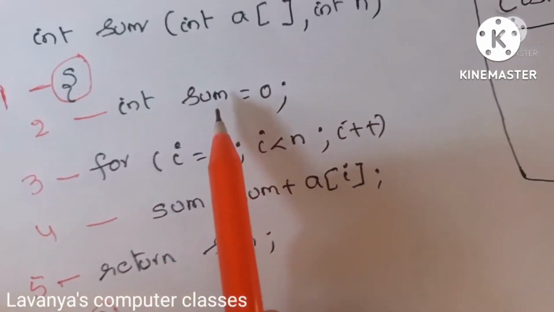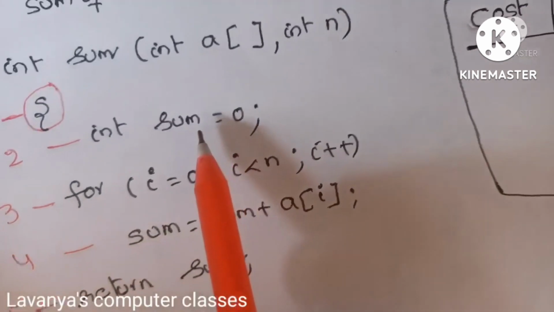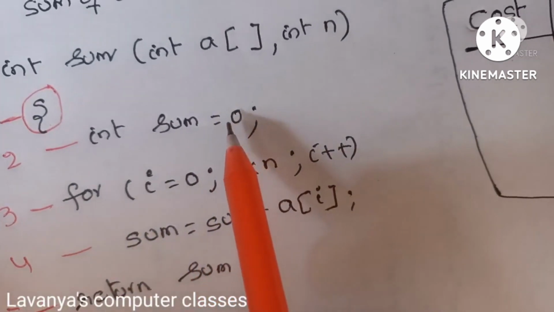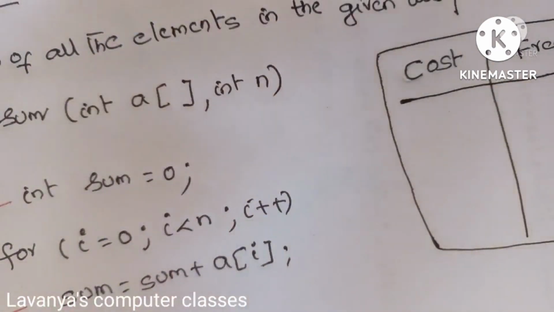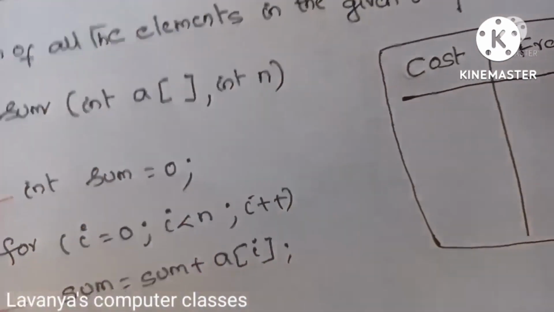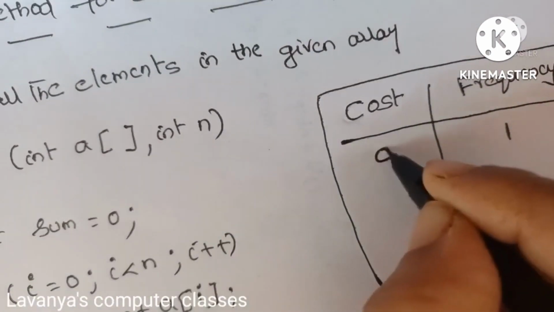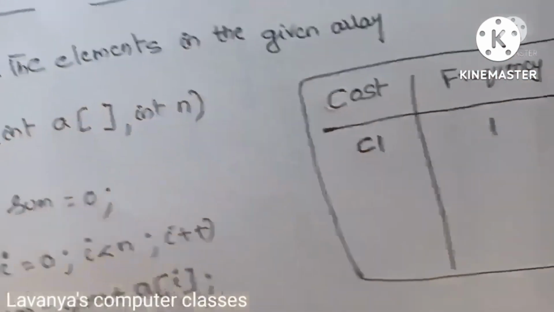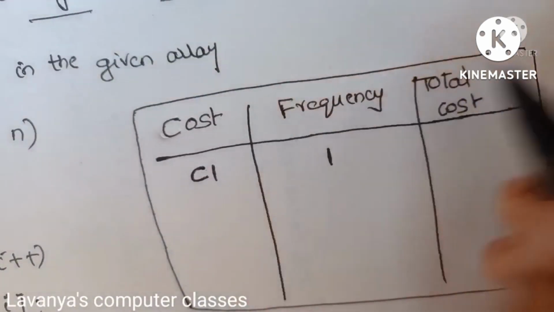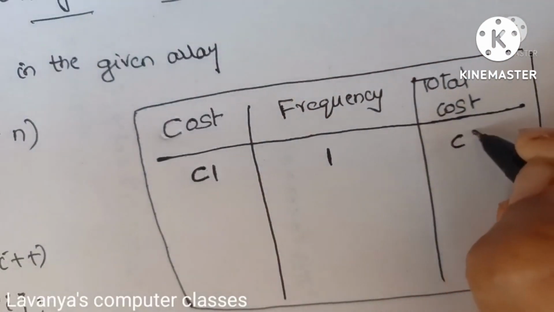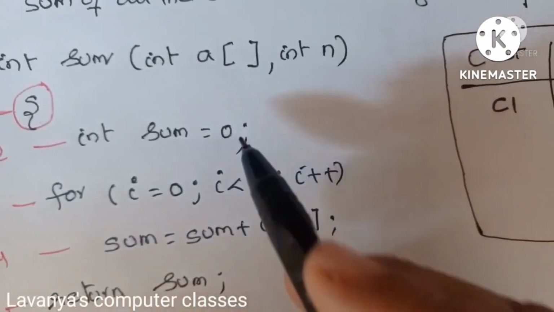This is int sum equal to 0, the initialization statement. How many times is this line executed? Only once, that is the frequency. How much time it takes, you don't know, so we take some constant time, that is C1. What is the total cost of that line? The product of cost and frequency, 1 into C1, that is C1 only. So this line is completed.